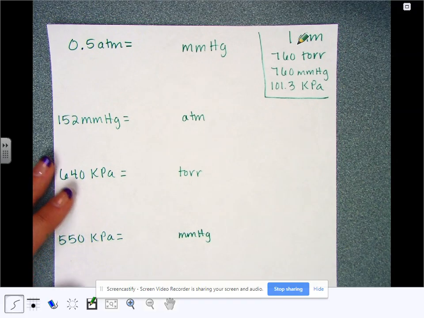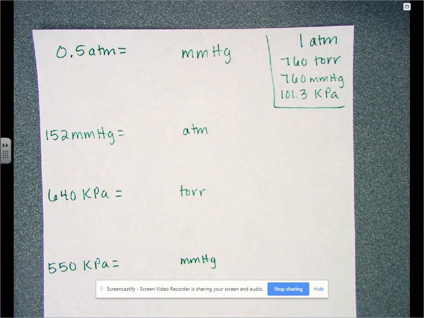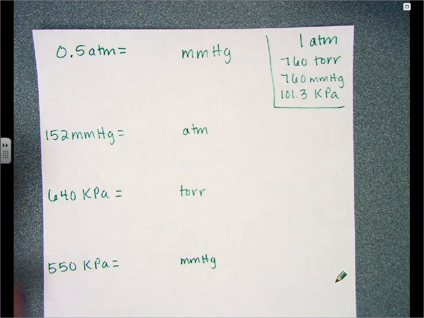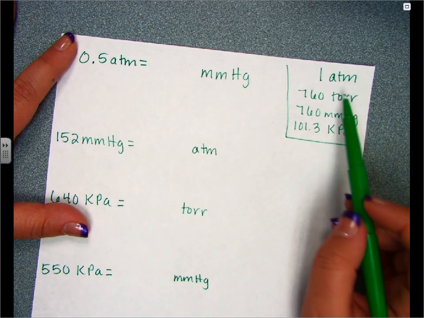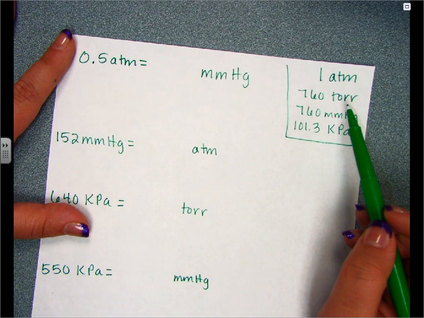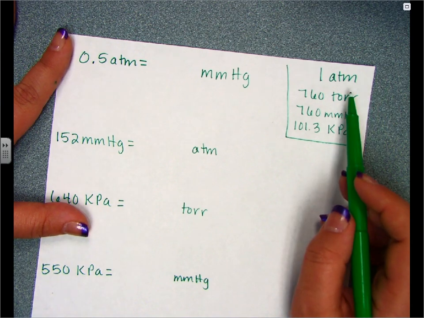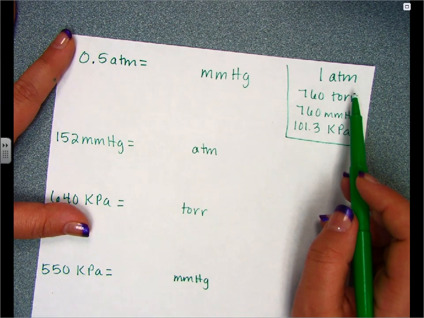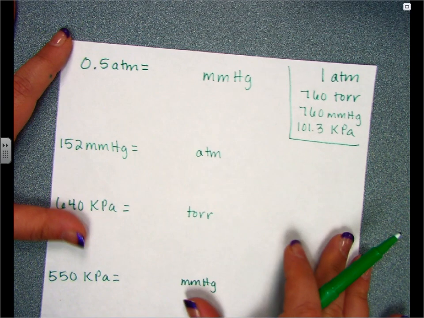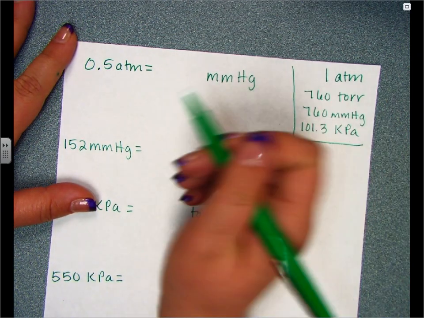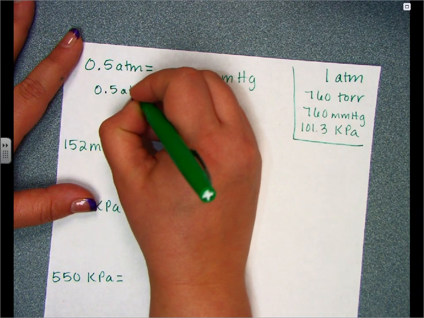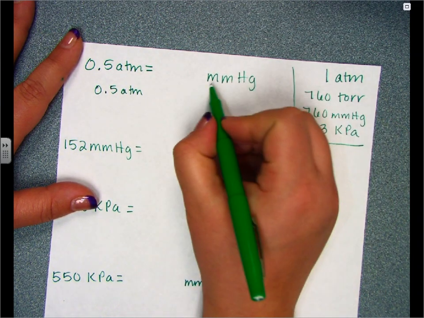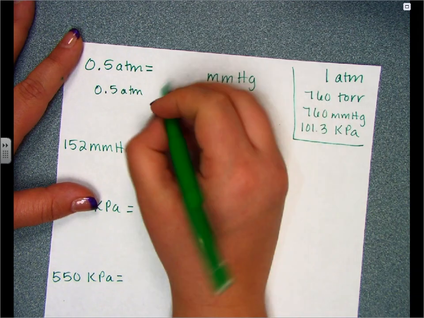So this is the second part of the lecture, and I'm going to show you how to convert between pressure units. The first thing I'm going to do is I wrote down my pressure conversions, and these are from the PowerPoint. And also, if you don't know where these are, they're from the Gas Laws reference sheet that is also posted on Schoology. So to convert between pressure units, you write down what your given is, and in this case, my given is 0.5 ATM. And I'm trying to find mmHg.